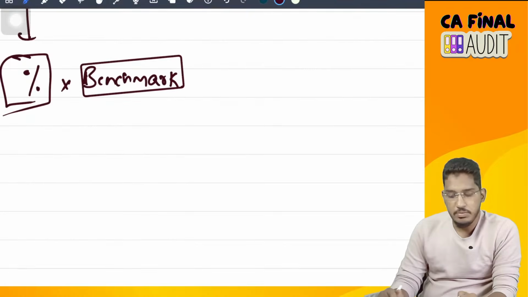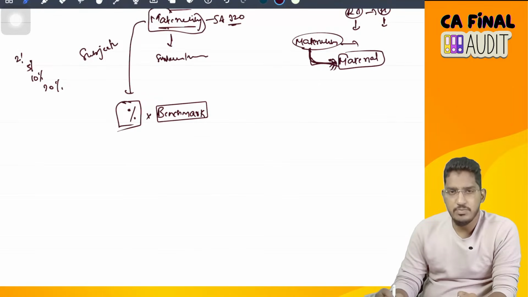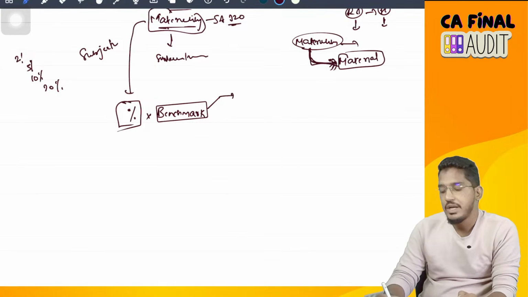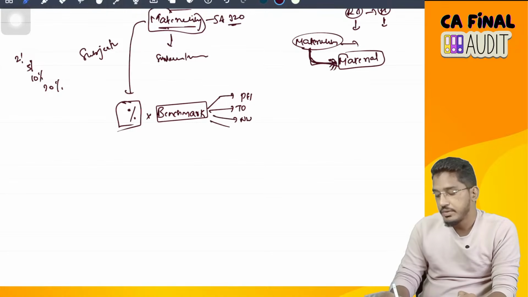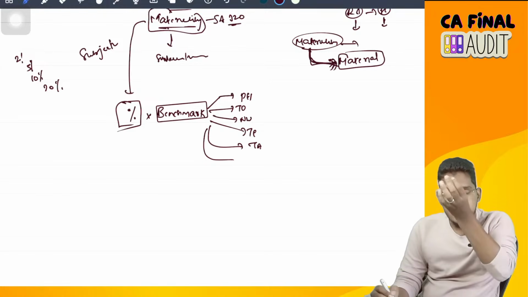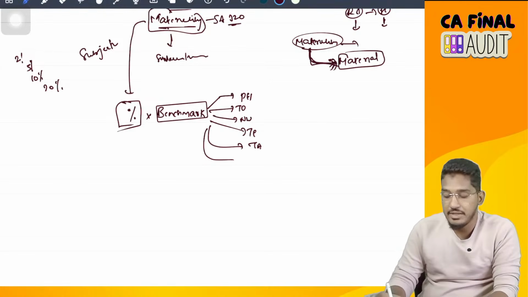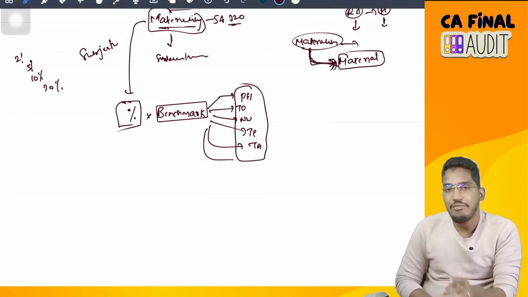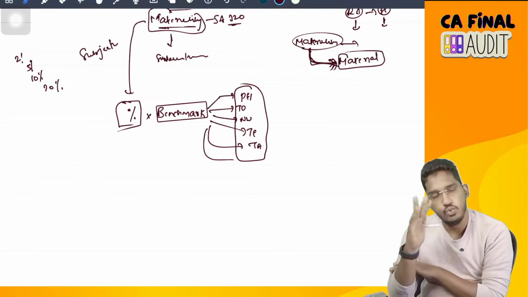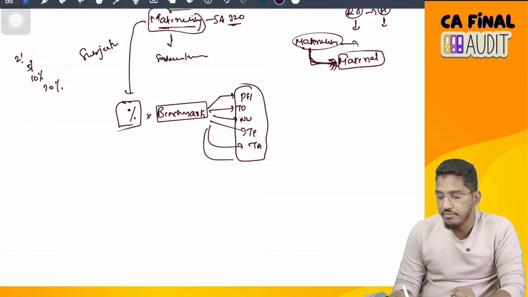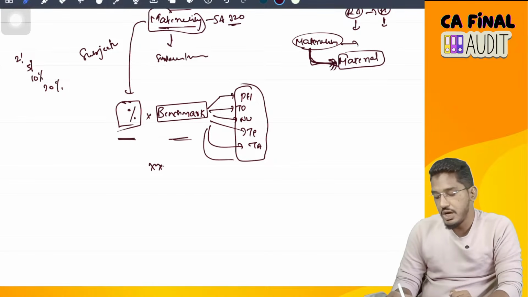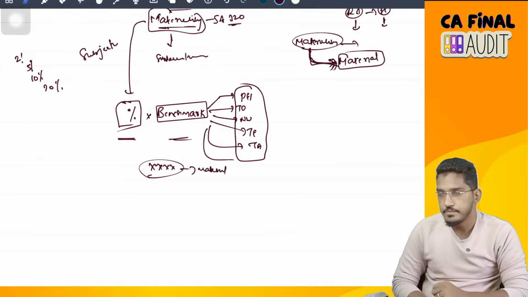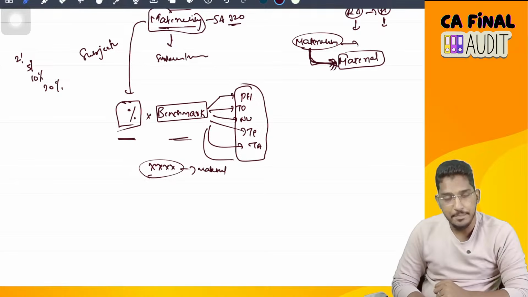Sir, what could be a benchmark? A benchmark could mean different items. It could be any item of the financial statements. It could be profit, turnover, net worth, total expenses, total assets, liabilities, whatever it is, any component of the financial statements can be a benchmark. So you have to choose one benchmark and one percentage using your professional judgment. If you multiply that percentage with the benchmark, you are going to get one figure. That resulting figure will be the materiality level decided by the auditor.